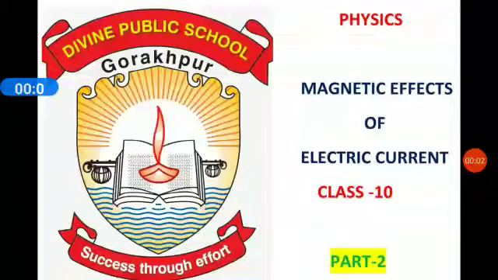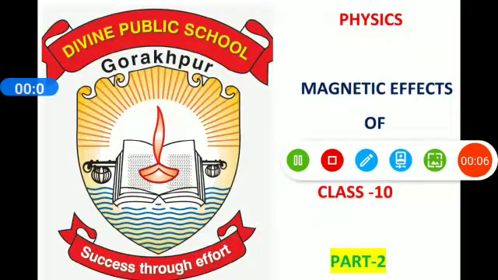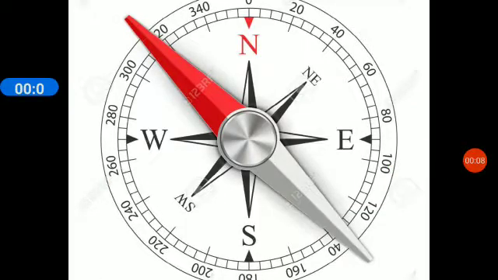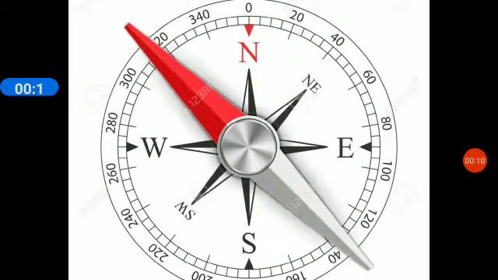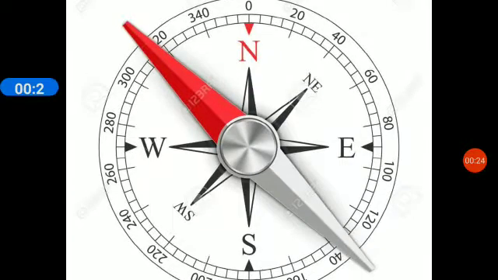Hello everyone, let's start part 2, magnetic effects of electric current. So here on the screen you can see a compass, it is called a magnetic compass, and we have studied in the previous part what a magnet is, properties of a magnet, and the Oersted experiment which he has shown. According to Oersted, electricity and magnetism were related phenomena. So we have seen this.